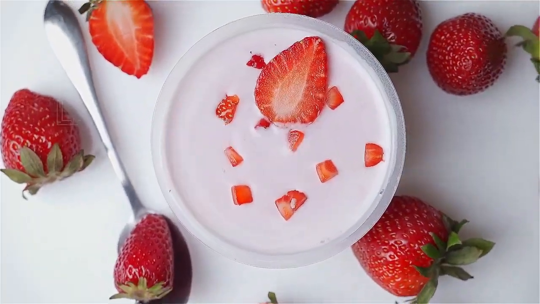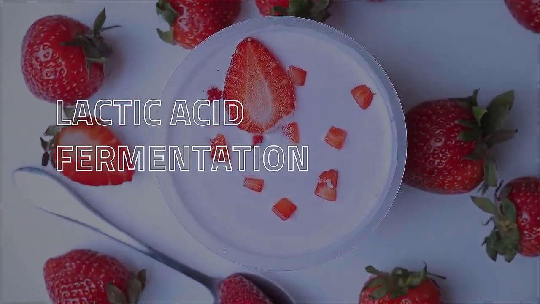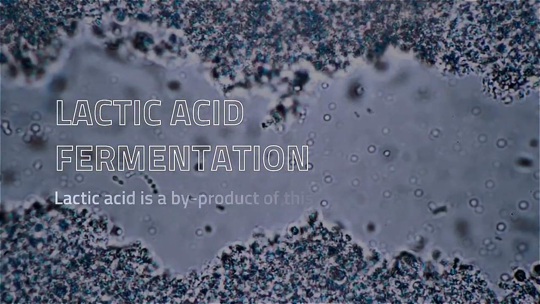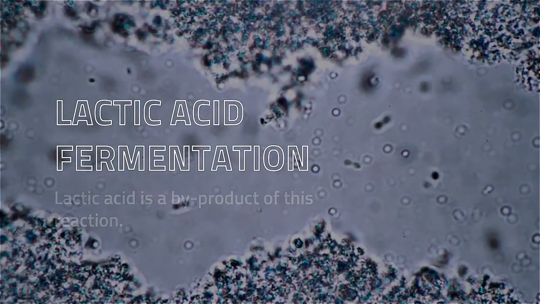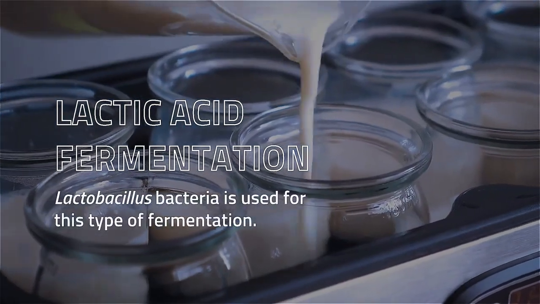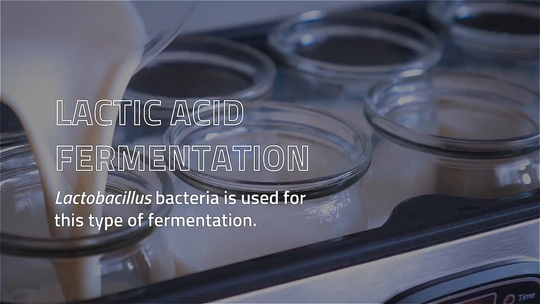Lactic acid fermentation breaks down sugars, producing energy in the form of ADP. This process is so named because lactic acid is a byproduct of this reaction. A typical example of lactic acid fermentation is making yogurt by the bacteria Lactobacillus.